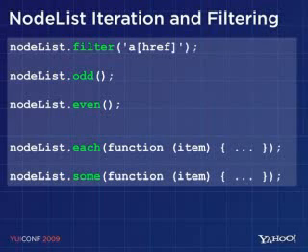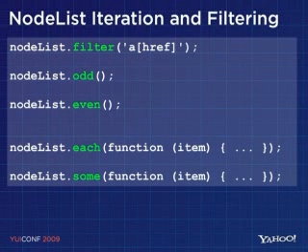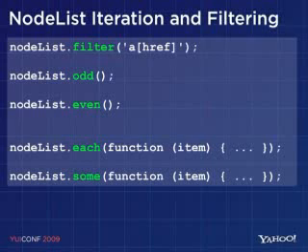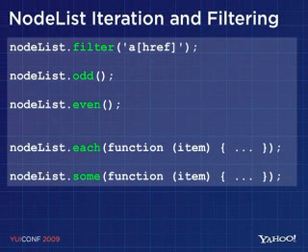The node list interface also provides you with some nice sugar methods for filtering and iterating node lists. If you have a node list you want to further refine, you can use filter to do that. Filter accepts a CSS selector that you can use to further refine that node list. We also have odd and even, for obviously doing exactly what the name says, returning the odd and even items in that node list. And then you have each and some for doing iteration, some giving you the ability to break out of a loop.